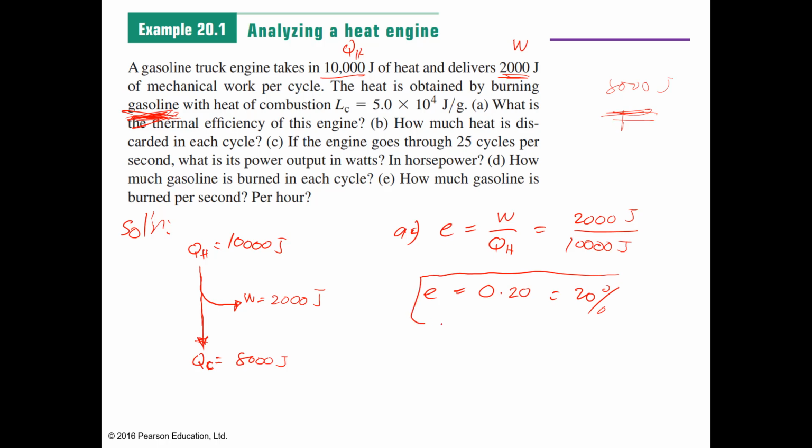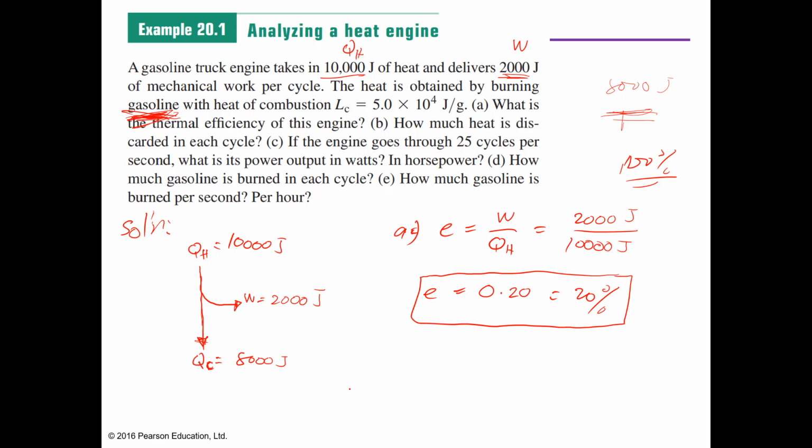So your car engine, your heat engine, has a thermal efficiency of only 20%. Again, it is difficult to get an efficiency of 100%. Okay? It is always less than 1. Okay, so this is the efficiency of this heat engine.